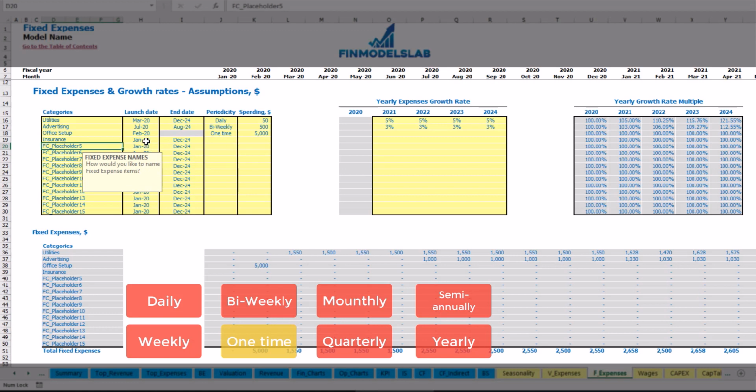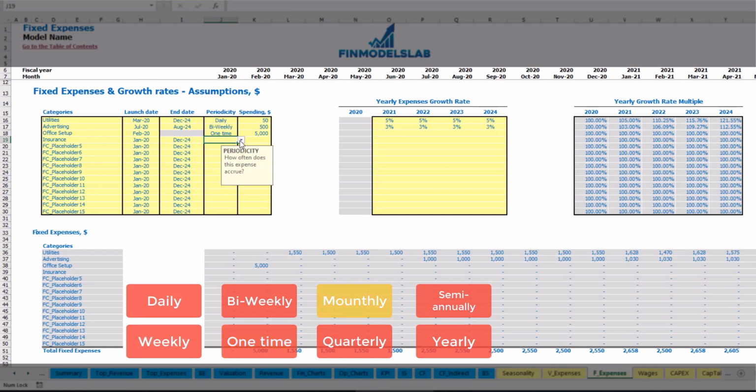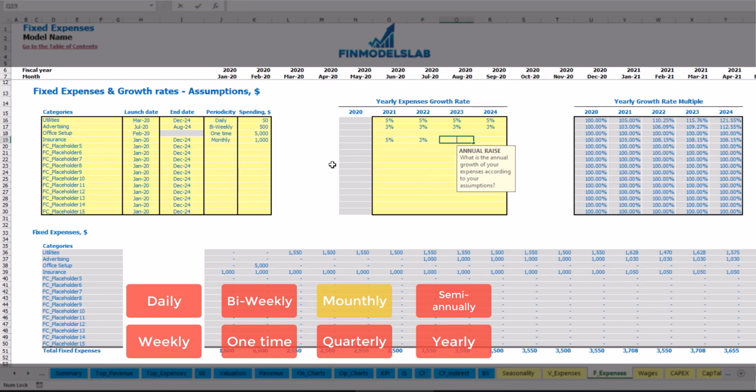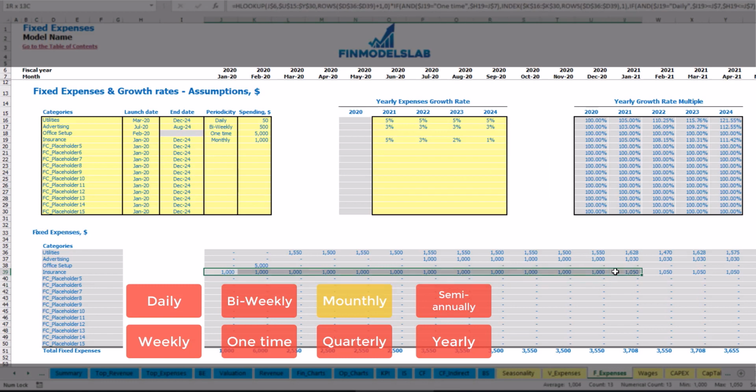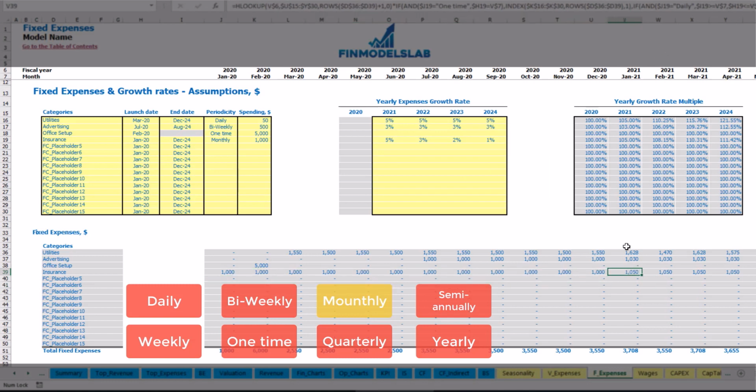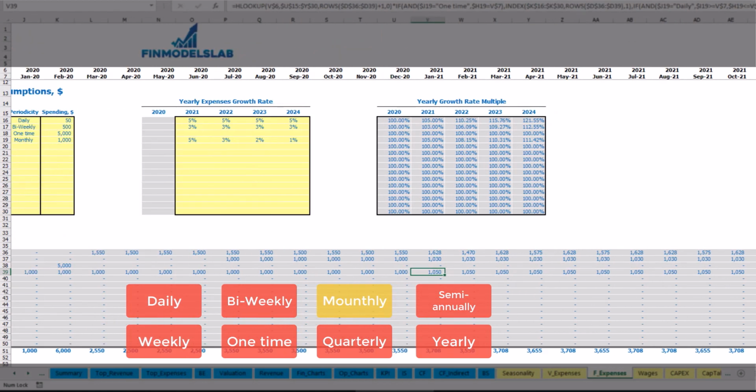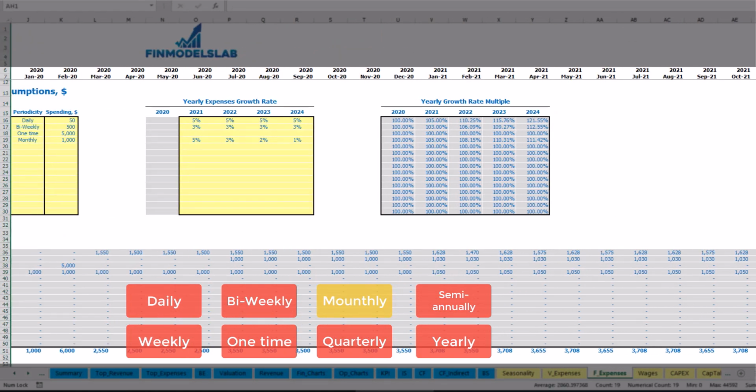insurance. Let it start from January 20 till the end of the model, and it can happen monthly with $1,000 per month, with 5% growth in the first year, 3% growth in the second year, 2% growth in the third, and 1% in year number 4. So you may see this calculation here. Starting from January 21, it will grow by 5%, which is $50. And starting from January 22, it will grow by 3%, which is an additional $32.